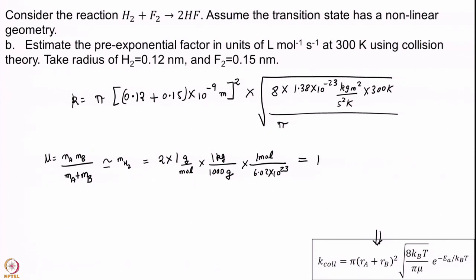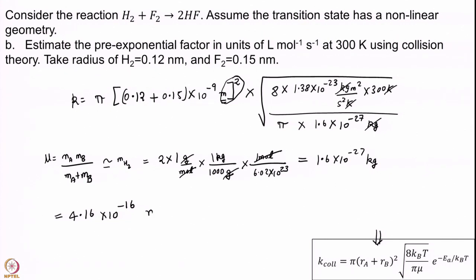So, if I plug all of this in, I get 1.6 into 10 to the power of minus 27 kilograms. Moles cancels with mole, gram cancels with gram. So, I will use 1.6 into 10 to the power of minus 27 kilograms here. If you want to improve, you can use the mass of fluorine as well and calculate what you get exactly, but it won't be very different. So, kilogram cancels with kilogram, Kelvin cancels with Kelvin. Okay. So, if I plug all of this in, I got 4.16 into 10 to the power of minus 16 units. Units are, I have meter square here, and I get another meter here. So, meter square into this meter square, I take the square root, I get meter. So, this becomes meter cube, second inverse, because I have a second square here. So, if I take the square root of that, I get 1 over second.